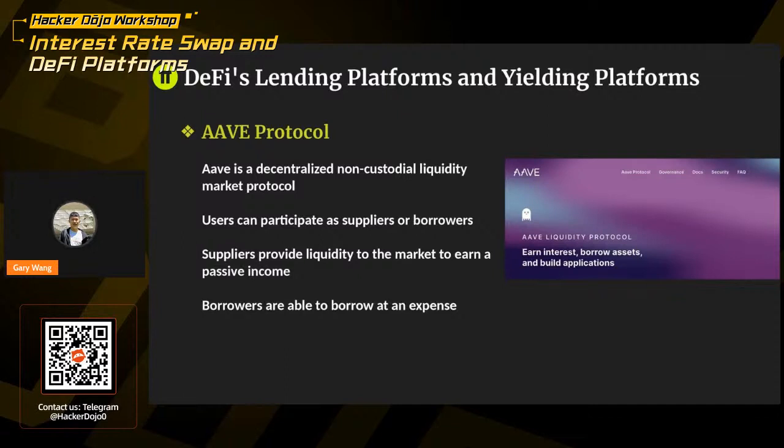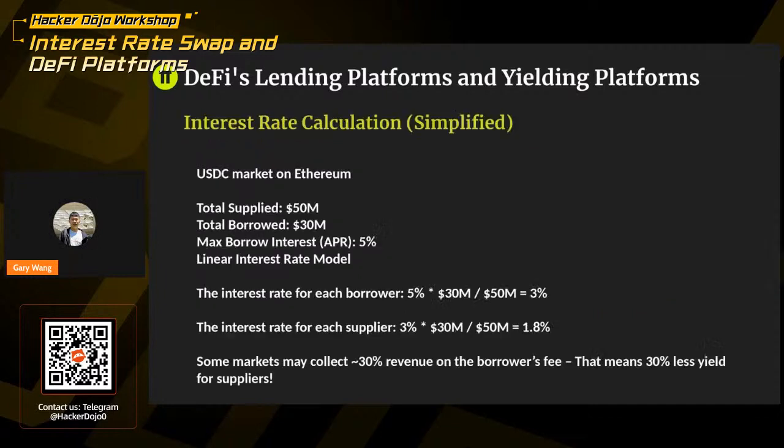The suppliers provide liquidity to the Aave market to earn a passive income, and this passive income is expressed as interest. On the other hand, the borrowers are able to borrow at an expense, so they need to pay back some interest when they would like to end the borrow term and end the borrow contract. Again, let me give you a simple example of how borrowing and supplying on Aave will work.